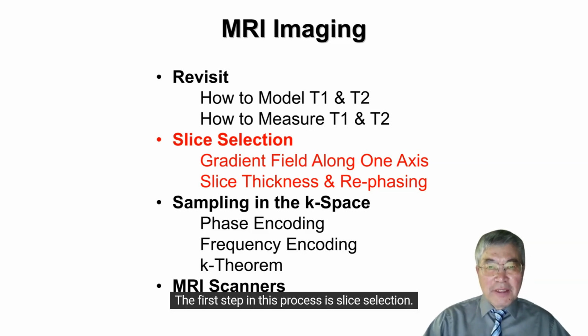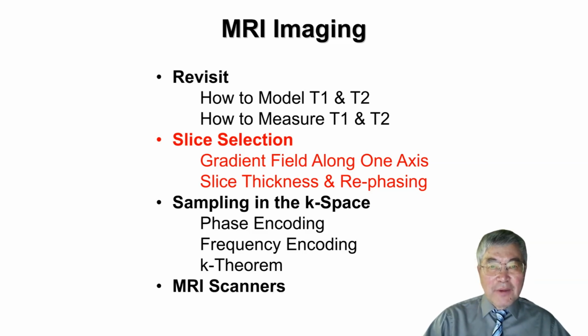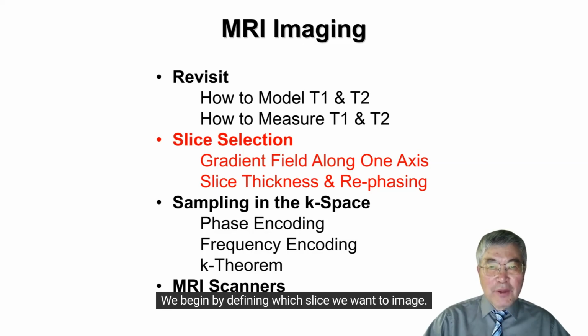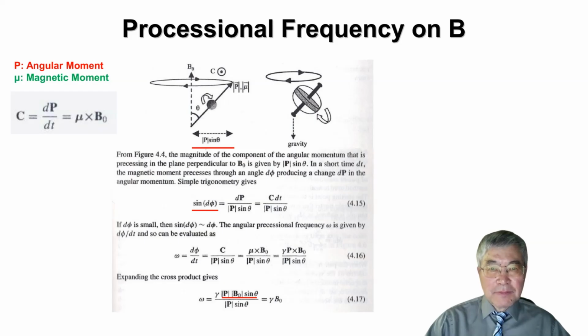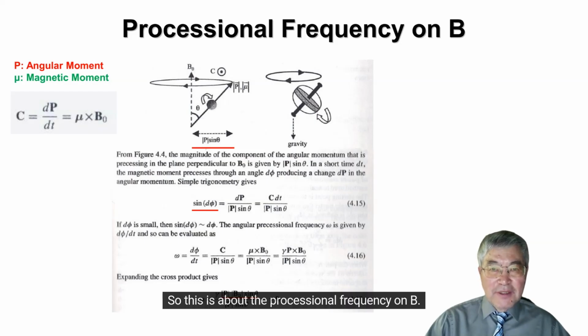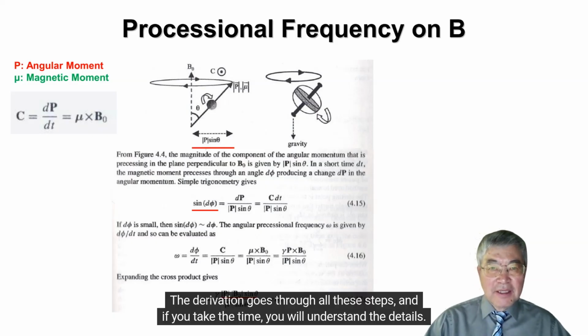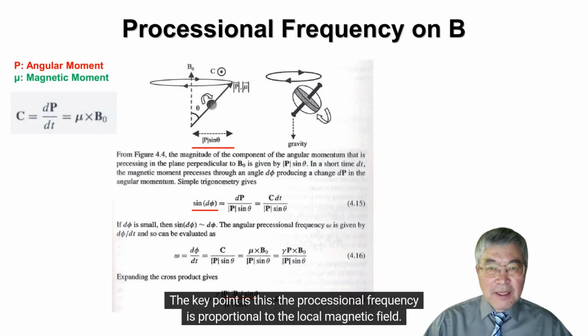The first step in this process is slice selection. We begin by defining which slice we want to image. So this is about the precessional frequency on B. In the textbook, we actually mentioned this in the previous lecture. But let's focus on the conclusion. The derivation goes through all these steps, and if you take the time, you will understand the details. The key point is this: the precessional frequency is proportional to the local magnetic field.